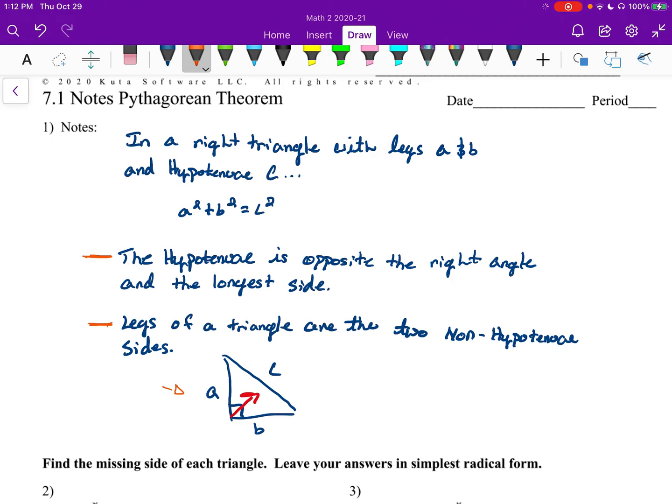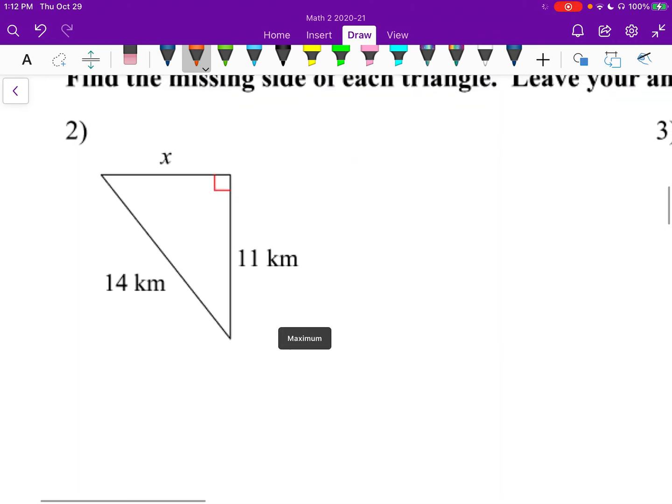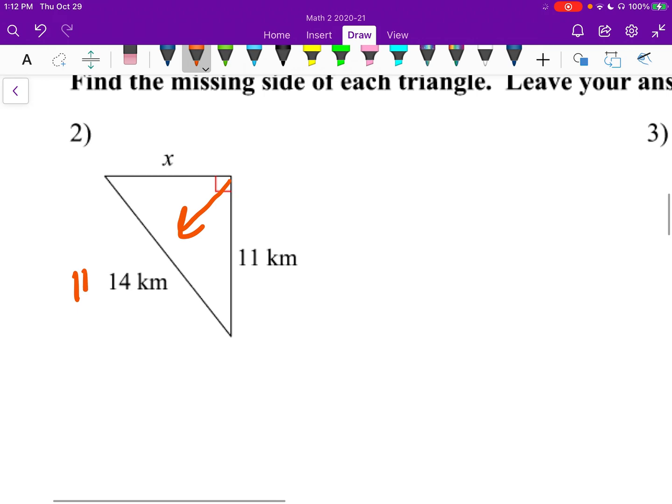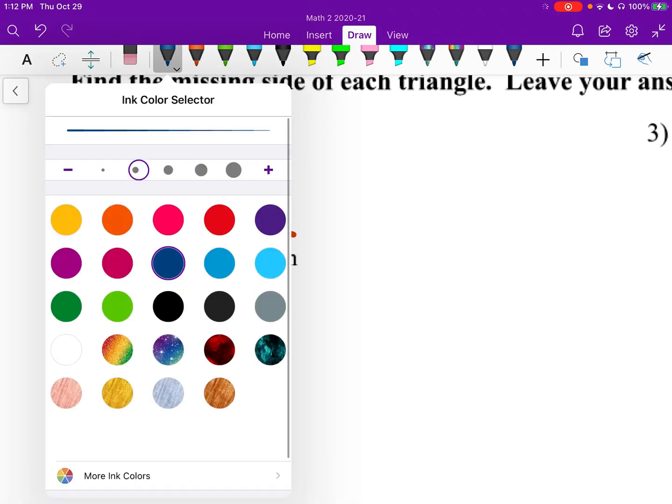All right, so if you need to pause the video, do so now so you can copy that down. And I'm going to go on to number 2. Alrighty, number 2. So first off, we need to decide where's the hypotenuse. We draw an arrow out of the right angle. Here's our hypotenuse. Here's our leg, and here's our other leg.